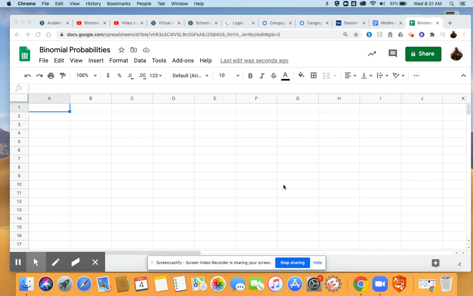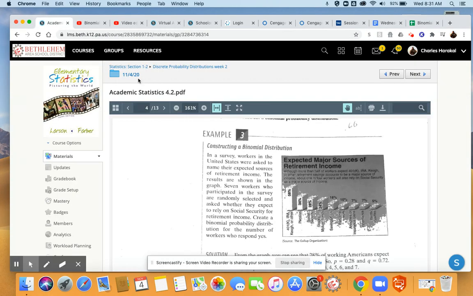Okay, good morning. Section 4.2, binomial probabilities. And I'm going to take a minute to show you some tricks in Google Sheets. Let's take a quick look here, we're going to work on this example number 3.